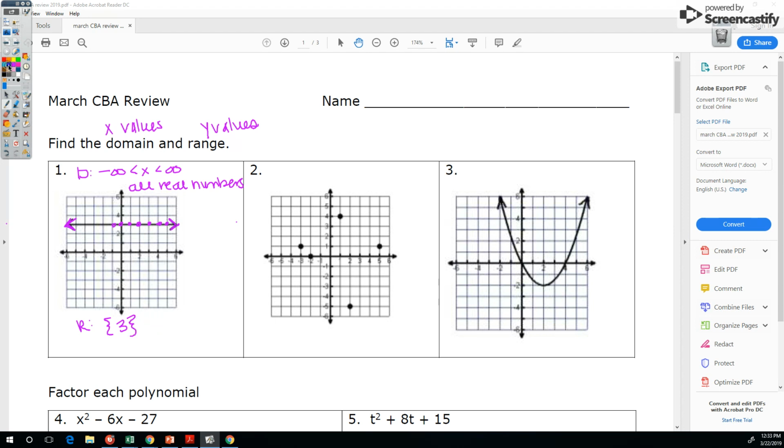Number 2 is a discrete graph. So when I write my domain and range, it's just in these braces again, and it's just a list. List out the x values from least to greatest. So negative 3, negative 2, 1, 2, and 5.